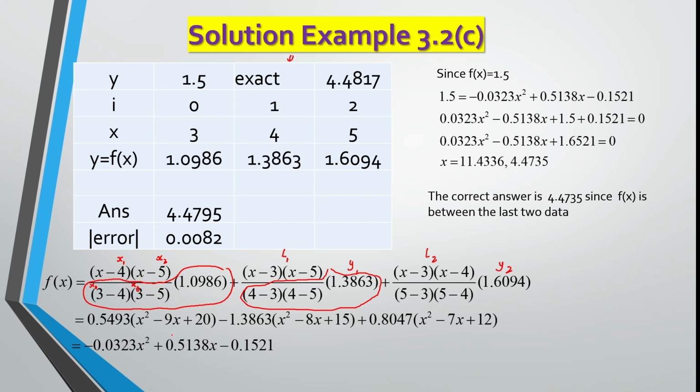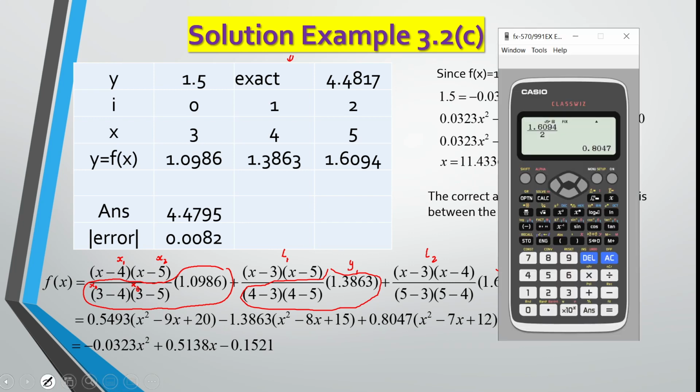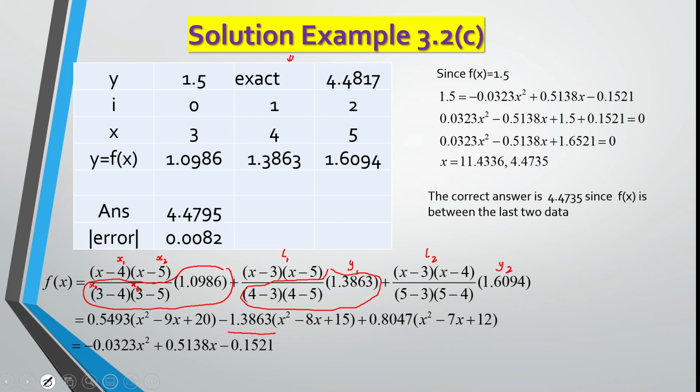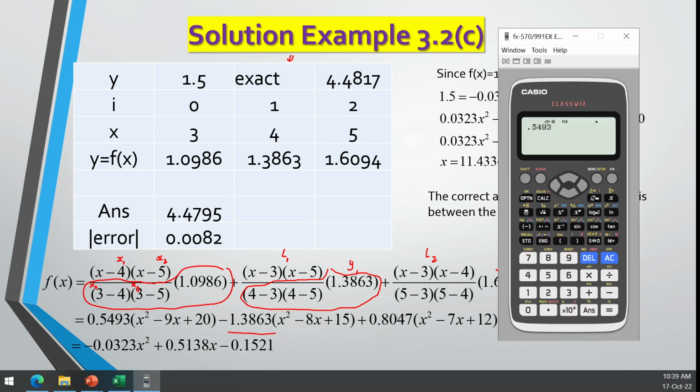Then you collect the quadratic term, linear term, and constant term. You collect your quadratic term here: 0.5493, and then minus 1.3863, then add 0.8047.